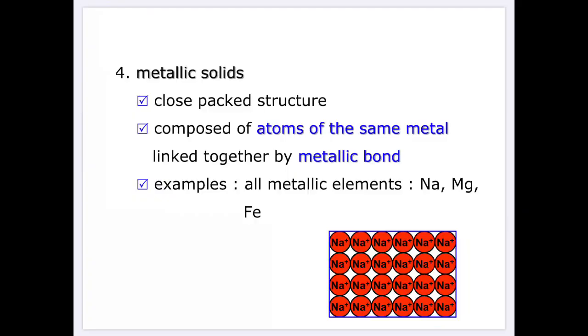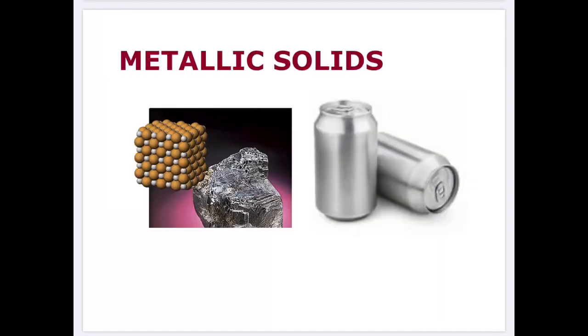The last one is metallic solids. They are close-packed structure composed of atoms of the same metal linked together by metallic bond. Examples are all metallic elements such as sodium, magnesium, and ferrum. If you remember, we studied this in chapter 4.